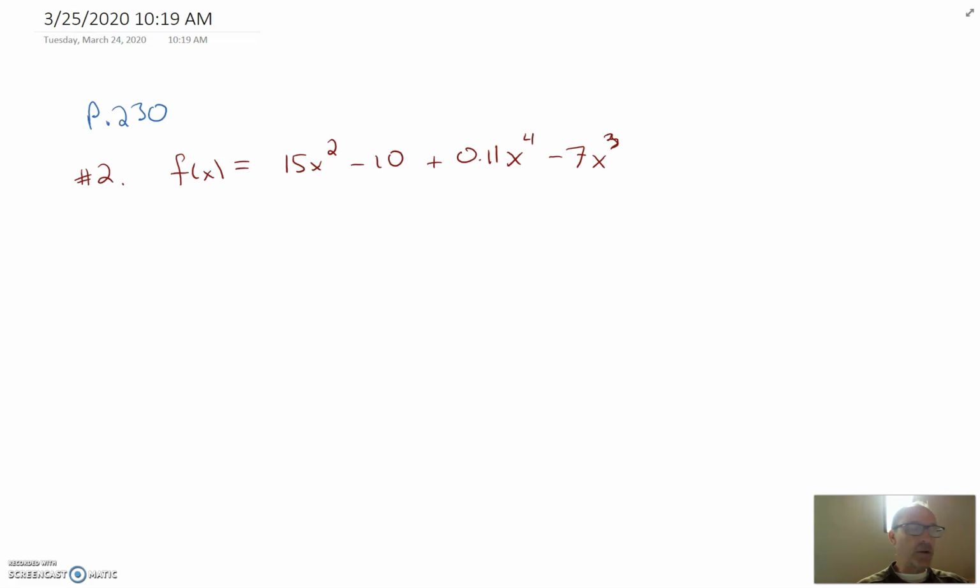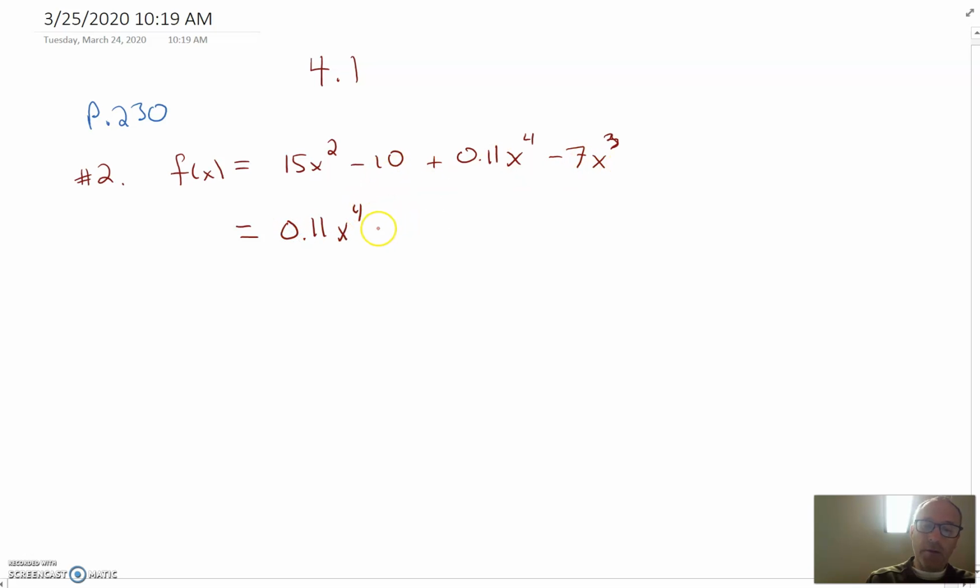Okay, page 230. This is chapter 4, section 4.1. Page 230, number 2. Let's read the directions there, the paragraph right above number 1. It says determine the leading term. Okay, first thing you want to do with a polynomial like this, it's a fourth degree polynomial, is put it in order, lowest, highest term first.